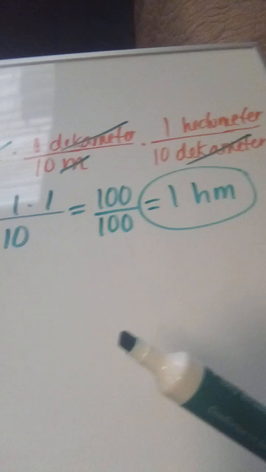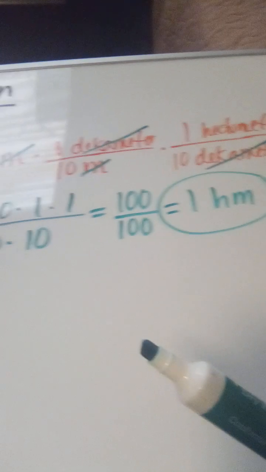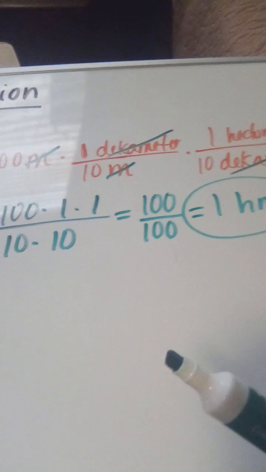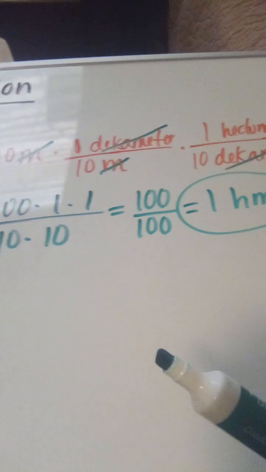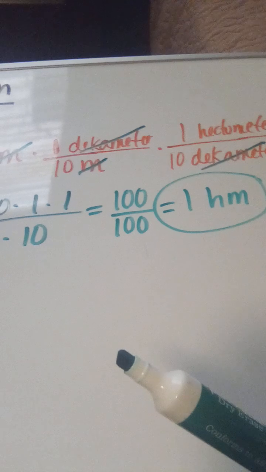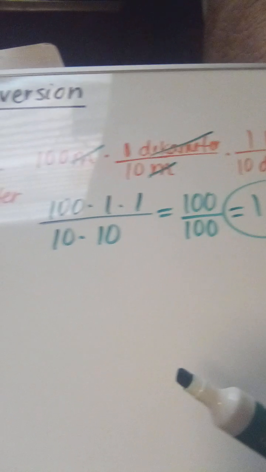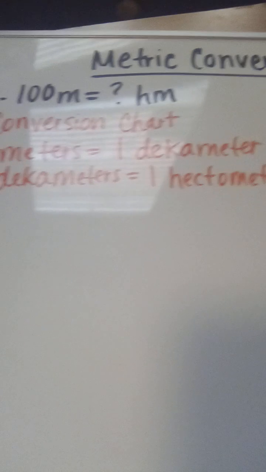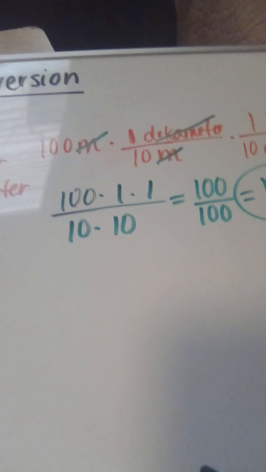And then what's left over we're looking for is 1 hectometer. And then we have 100 times 1 equals 100. And 10 times 10 equals 100. 100 divided by 100 equals 1 hectometer. Any questions on the first problem? That wasn't too bad, right?